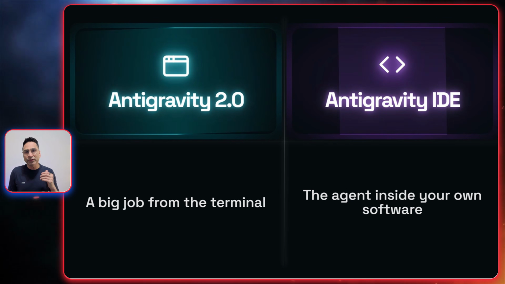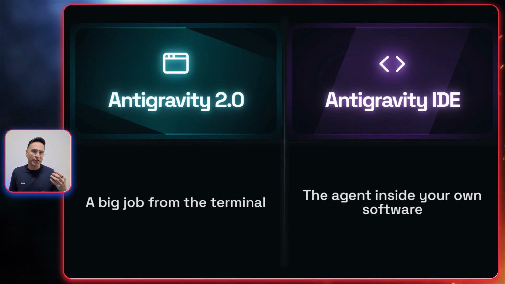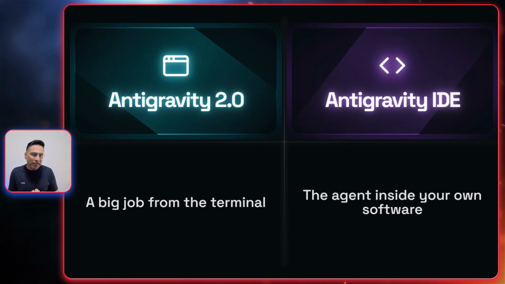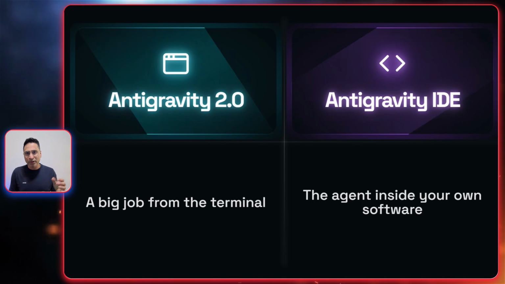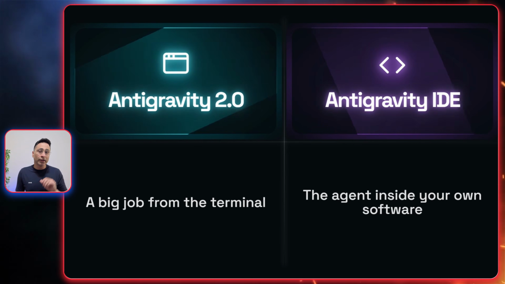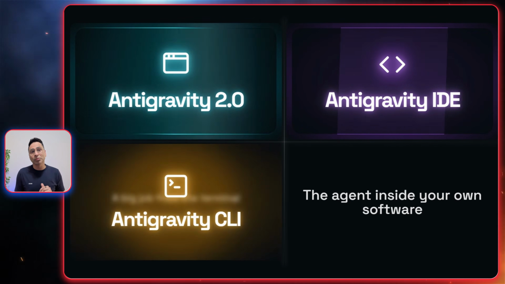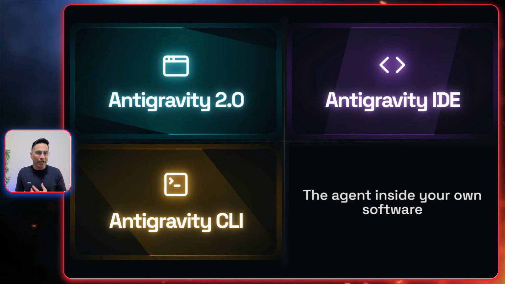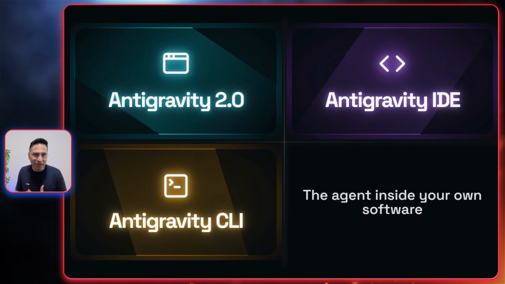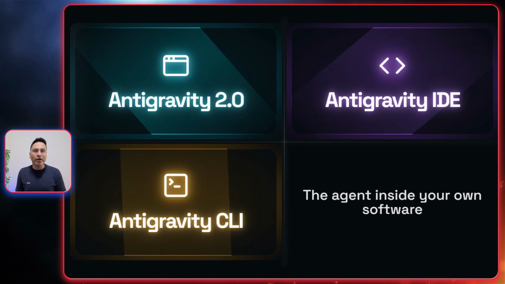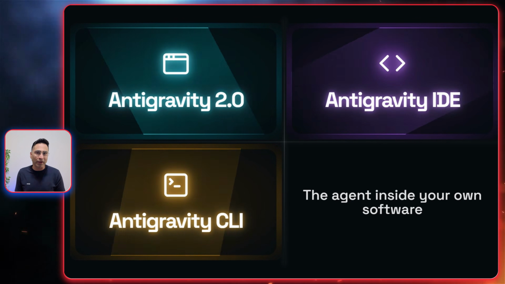Now, situation 2 is where you want to do small and precise fixes. And that's where the IDE comes in, right? It's a real code editor and you can exactly see what's happening. Now, situation 3, where you had the big job, right? That comes from the terminal and that's the CLI. It lives and breathes in your terminal. It is built for speed and it can fire off a long task as a background agent.